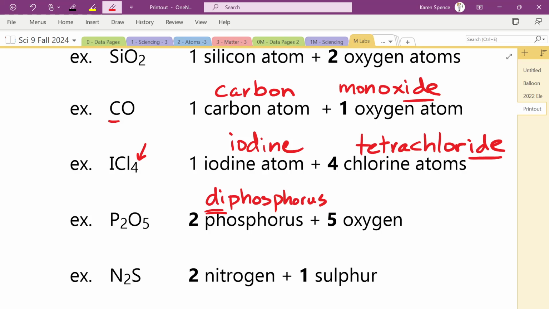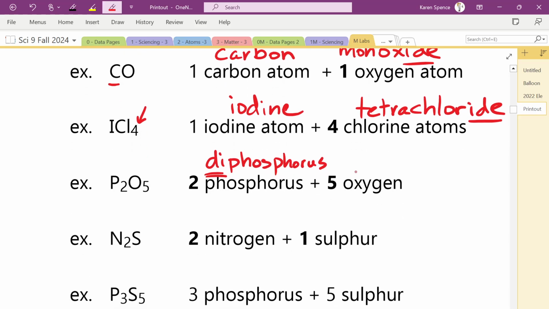The second word always has a prefix. So the first word always has a prefix unless there's only 1. The second word always has a prefix. There was a hand up somewhere. No? Okay. And 5 is penta. But I'm going to show you a little something different here. This is pentoxide. And 2, we have 2 nitrogens, so that's di for 2.